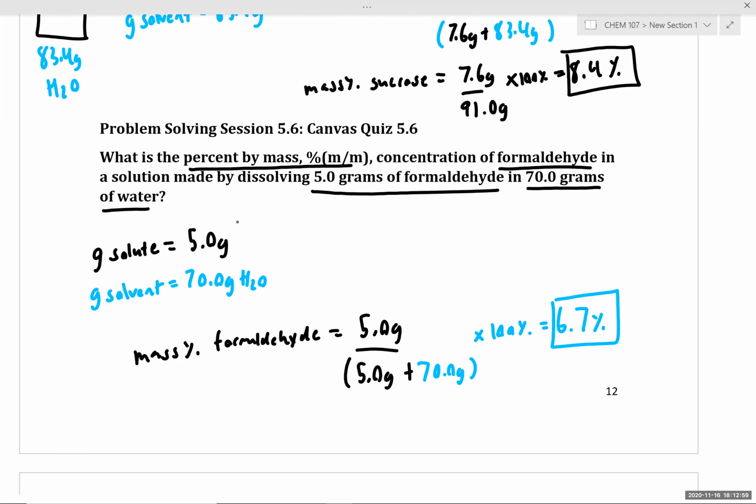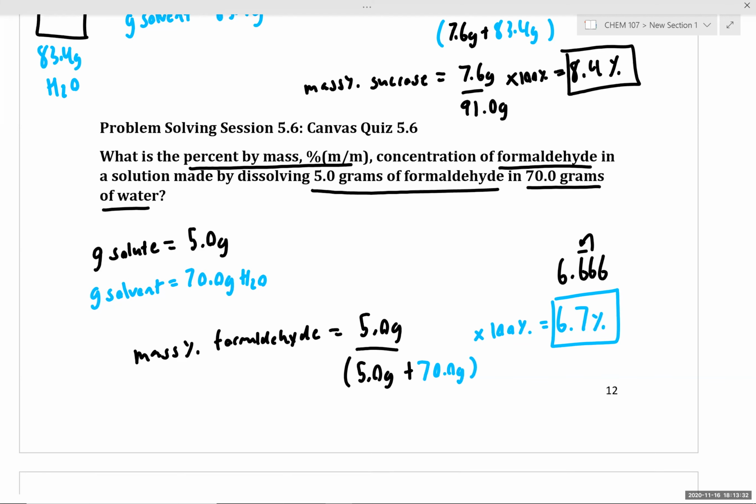Does that idea make sense to everyone? Professor, how did you get 6.7 like that? Because when we take 5 over 75, you get as a raw number output from your calculator 6.66. Now, since our inputs have 2 sig figs, we have to round our output to 2 significant figures. Does that make sense? Okay, thank you.